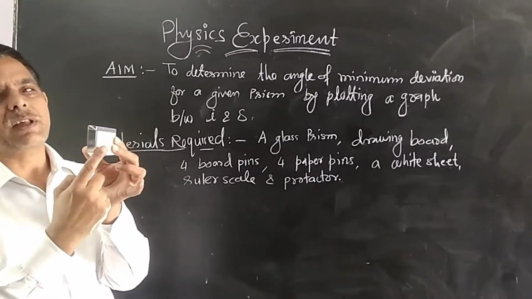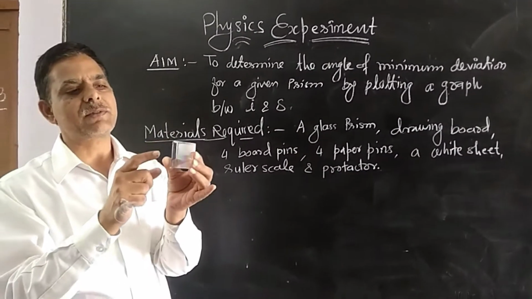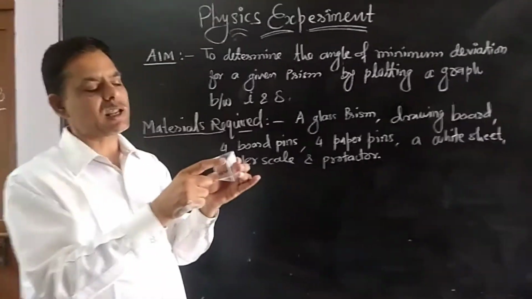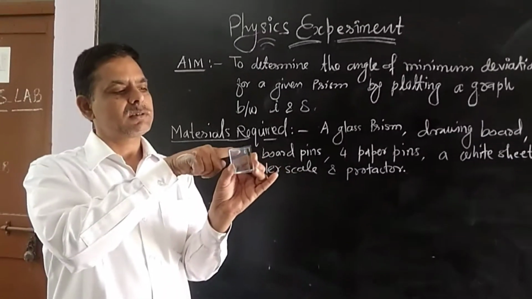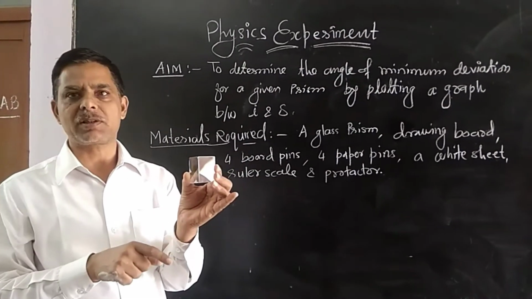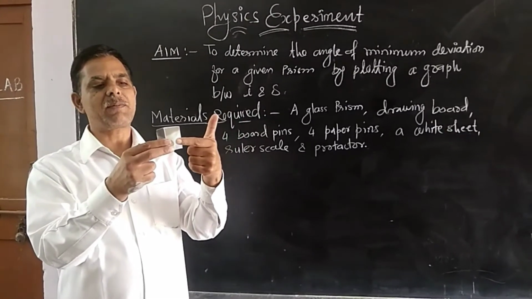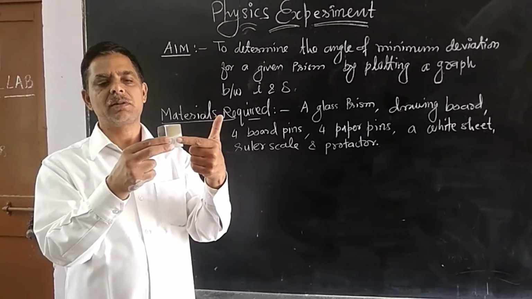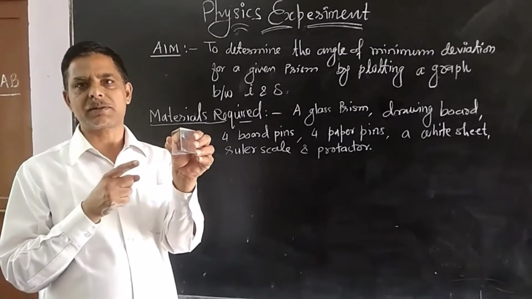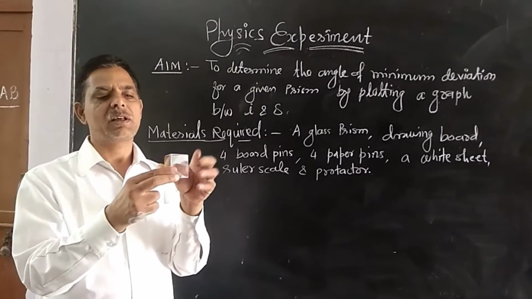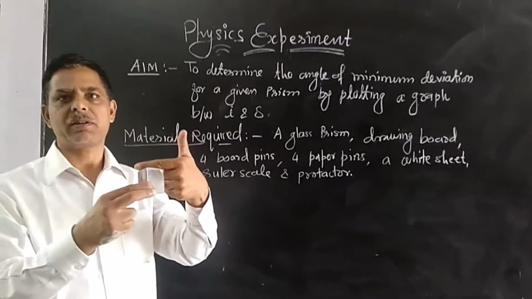Any two rectangular faces are known as refracting faces, and the angle between them is called angle of prism. And the third rectangular face is known as base of the prism. You may see here, when a ray of light is incident on one face, it will emerge through the other face at a certain angle, and there will be some deviation between the incident ray and the emergent ray.